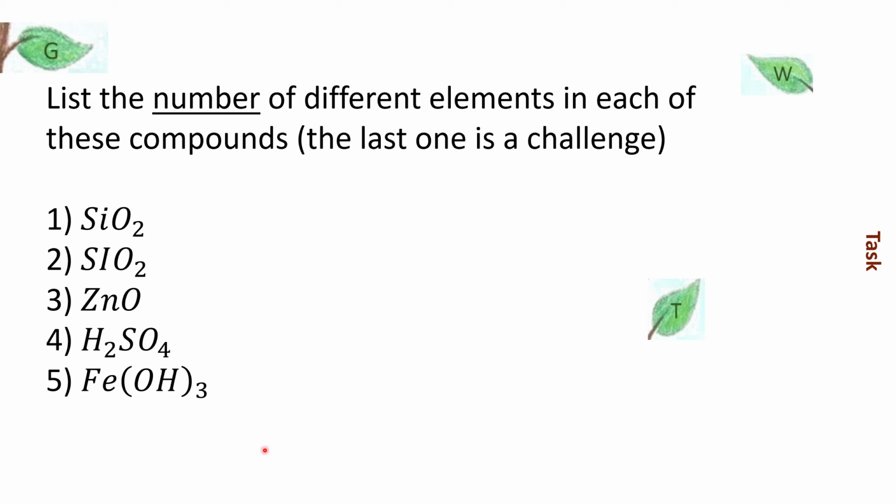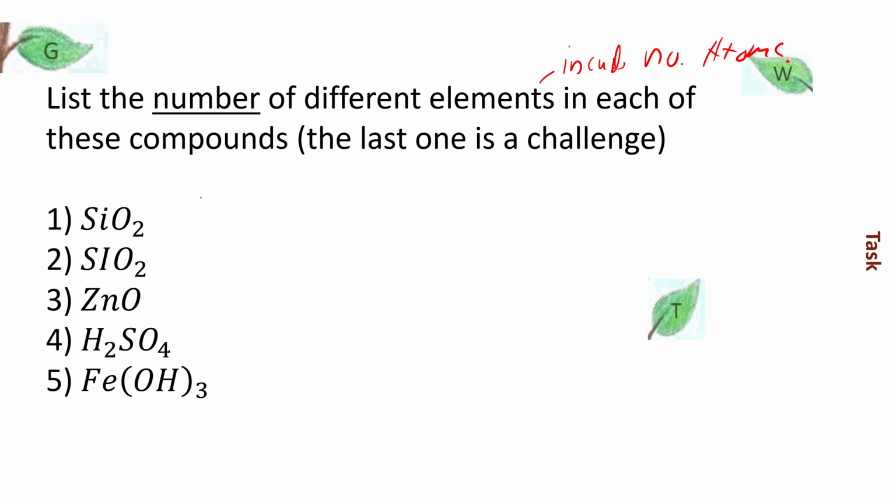So now, again, after I've explained this, I'd like you to pause it and have a go. I'll do the first one for you, and then I'd like you to do the rest. So I'll do the first one. So it says here, list the number of different elements in each of these compounds. Okay. And I would like you also to include the number of atoms of each element.